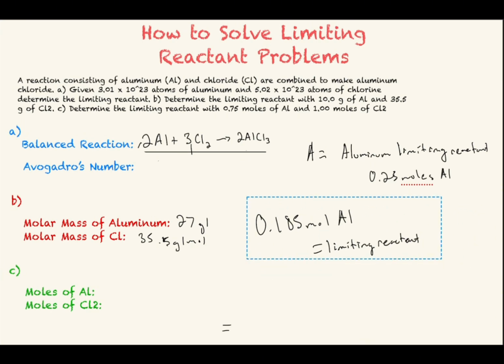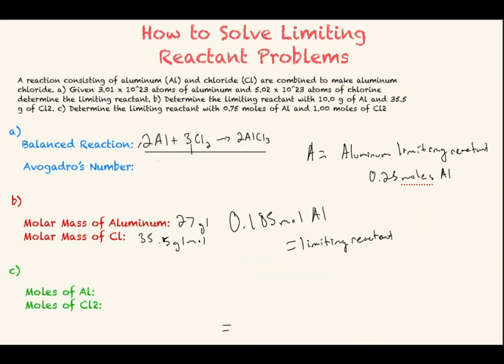Alright, pretty simple. We'll just hop on over to this last one. So this one, we're given the moles. So all we're going to have to do for this is just look at what the problem gave us. It gave us 0.75 moles for aluminum. And then we just have to divide that by the moles of aluminum in the equation, and in this case, it's just going to be 2, because that's coming from this equation right there. And so that'll give us a value probably close to 0.5.